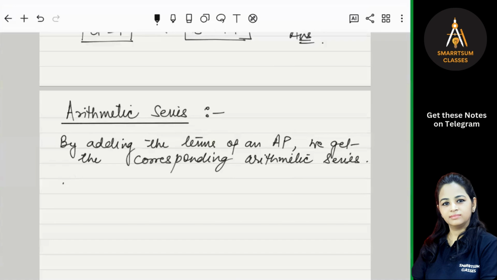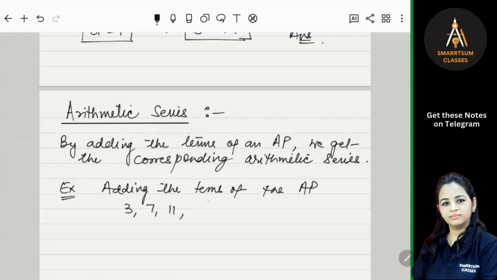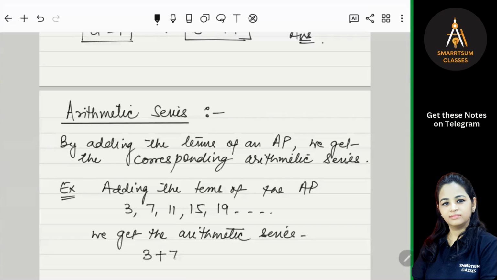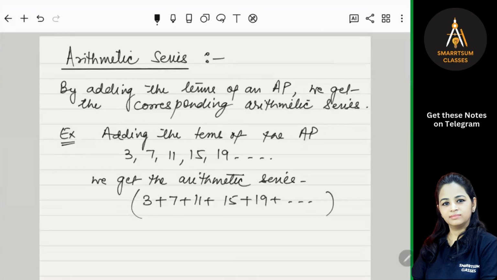Okay. For example, adding the terms of the AP 3, 7, 11, 15, 19. Suppose this is an AP. By adding the terms, we get the arithmetic series, that is 3 plus 7 plus 11 plus 15 plus 19 plus and so on. Okay, so this is an arithmetic series. Please note down.